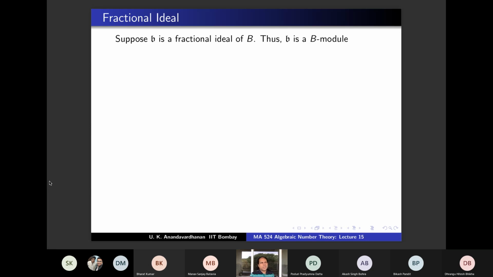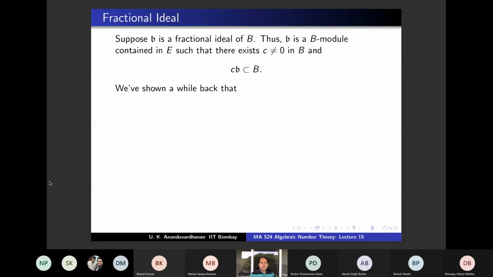Okay. So if you start with a fractional ideal B, you can take B prime, that is the dual of the fractional ideal, and the claim is that this is also a fractional ideal. So recall the definition: B is a B module contained in E such that there is some non-zero element C such that CB is contained in B. And we have shown long back, in the very first lecture on this global thing, lecture 5, that under the assumptions of A being Noetherian and integrally closed, if you take B, the integral closure of A in a finite separable extension, then B is finitely generated as an A module.